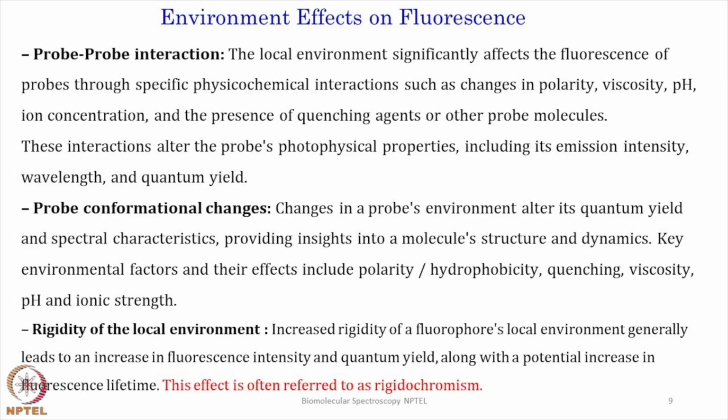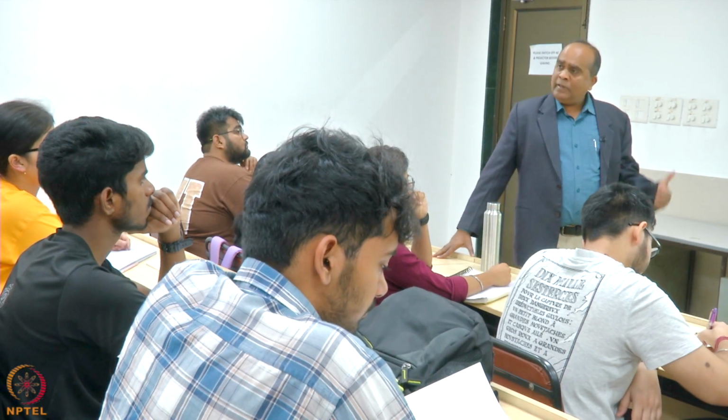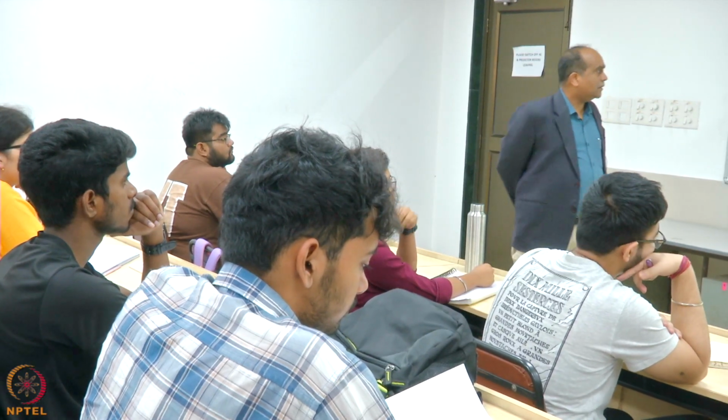So, the probe-probe interaction changes the polarity, viscosity, pH, ion concentration, so many of such things. So, interactions alter the probe's photophysical or physicochemical properties, and the emission spectra become either lower or too complicated to interpret. Wavelength can change and quantum yield can change. Therefore, typically you do not want anything to interfere with the signal which is coming from a particular probe, and you want a cleaner system.